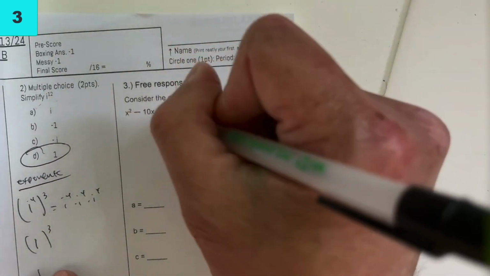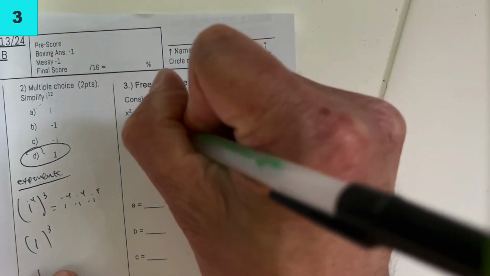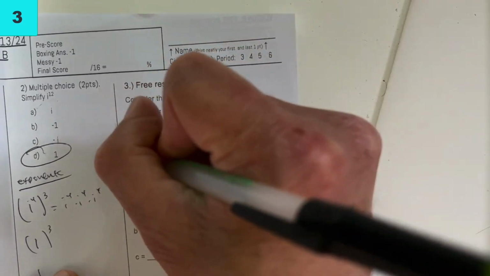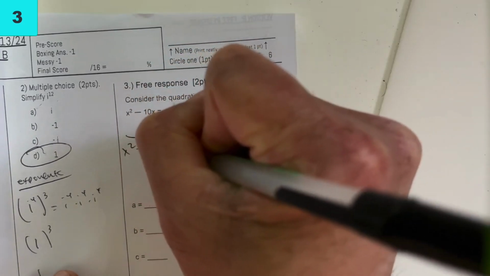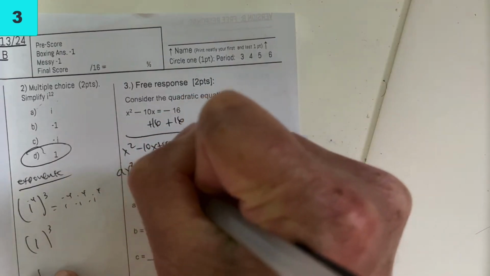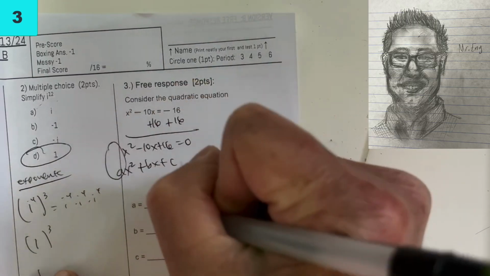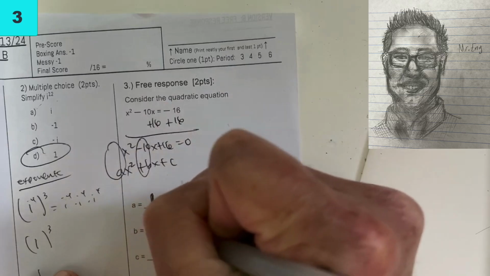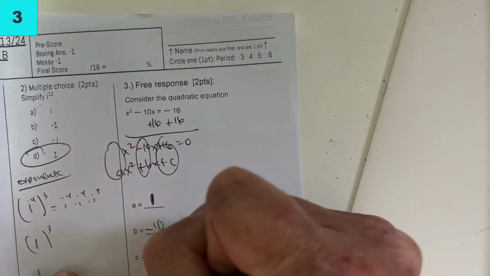This is our last quiz. I want to add 16 to both sides, you get this. And then you'll notice that this is in standard form. A is 1, B is negative 10, and C is 16.